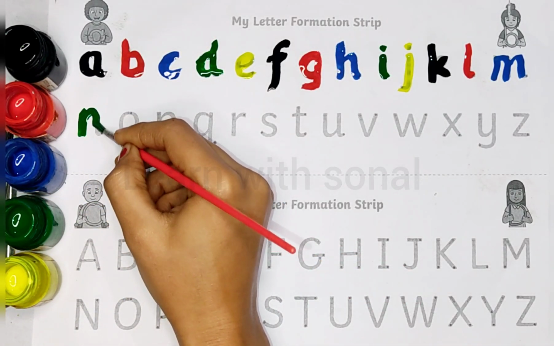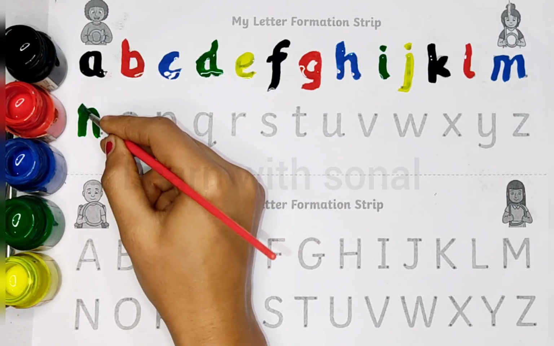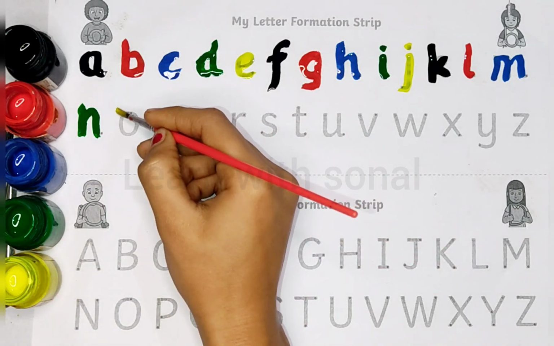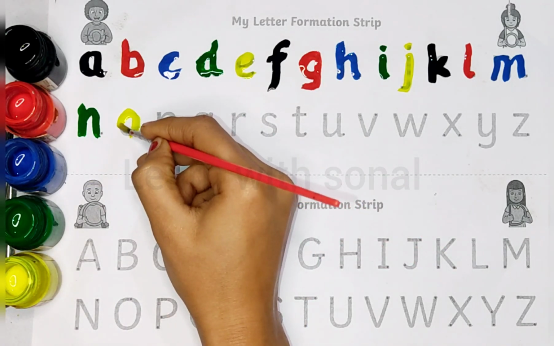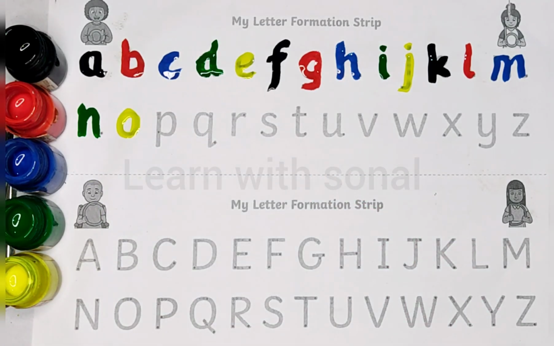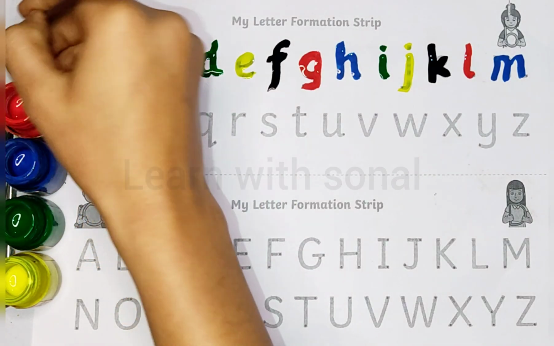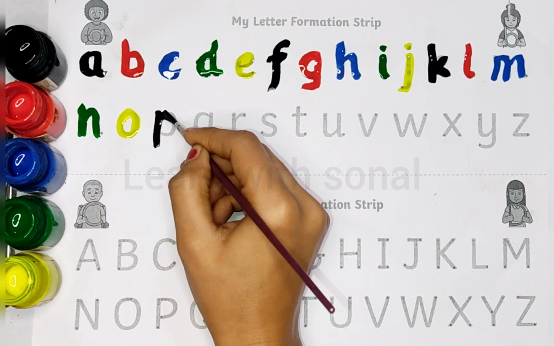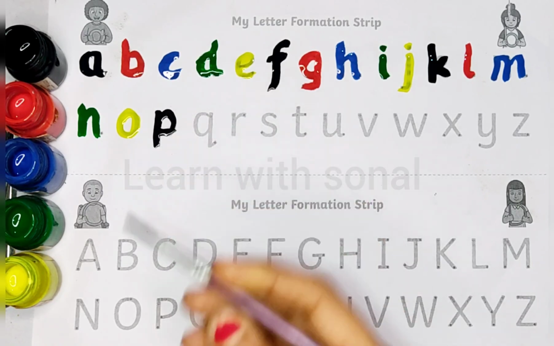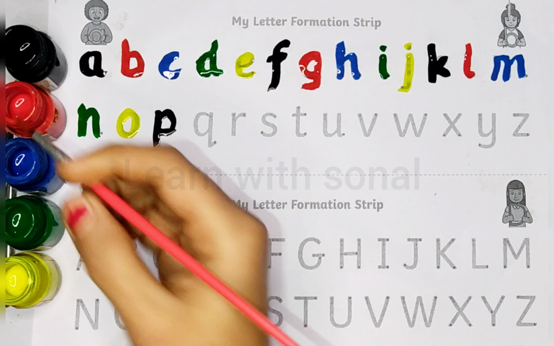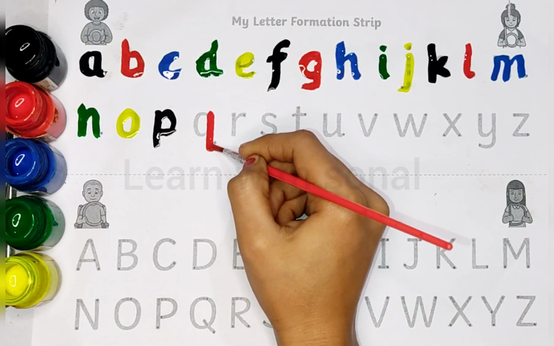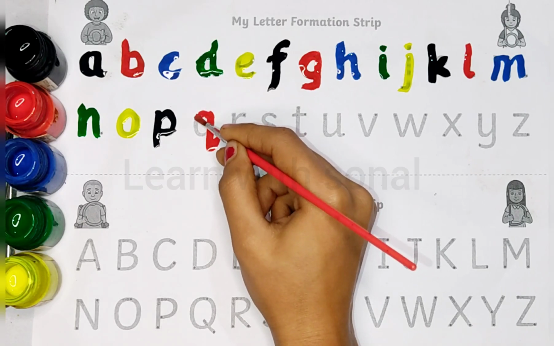N, N for nose. O, O for owl. P, P for parrot. Q, Q for queen.